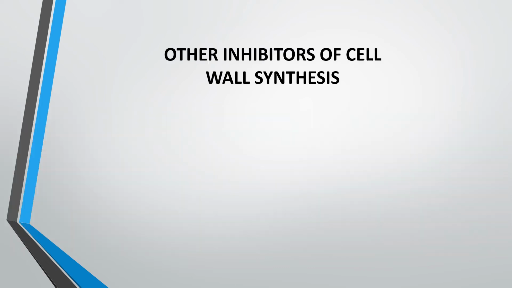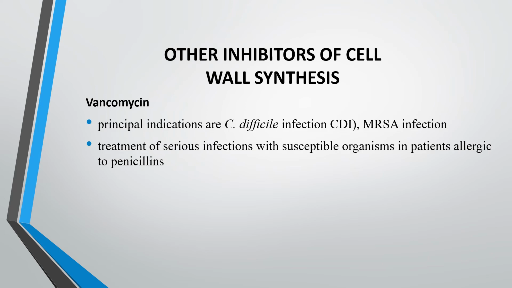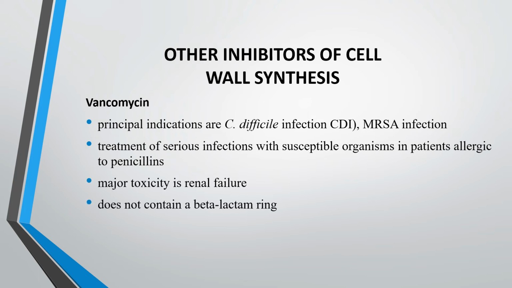And the other inhibitors of cell wall synthesis include vancomycin. They are indicated for Clostridium difficile infection and MRSA infection, and are used as a treatment of serious infections with susceptible organisms in patients allergic to penicillins. The major toxicity is renal failure, and vancomycin does not contain a beta-lactam ring.